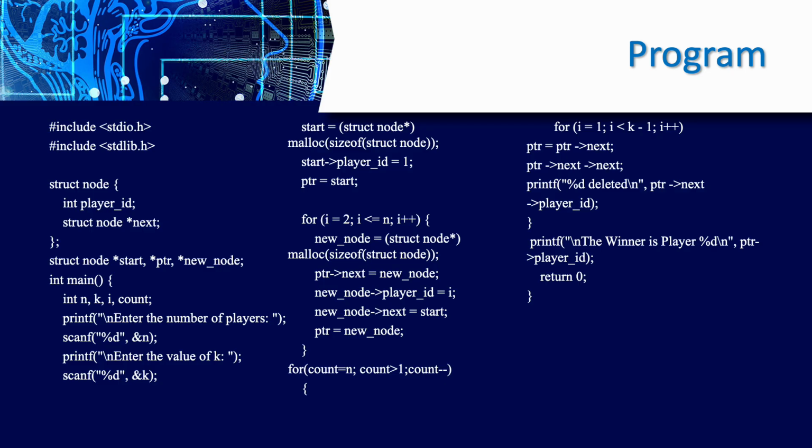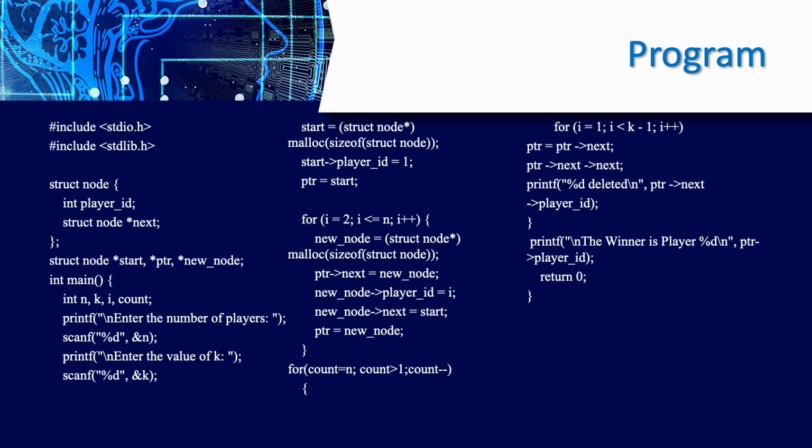And the next two statements ask the user for the number of players. Here I'll give 5 players, from 1 to 5. And the next two statements ask the user for the step count k value. So here we will give k equal to 3. And next we need to create a circular linked list.